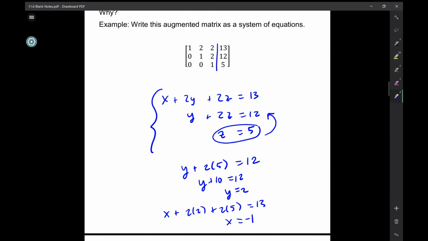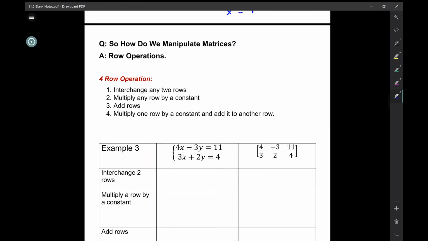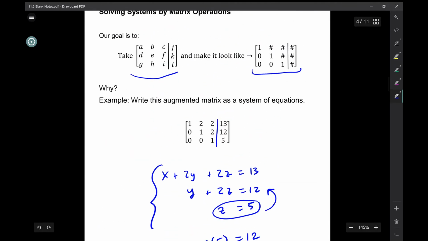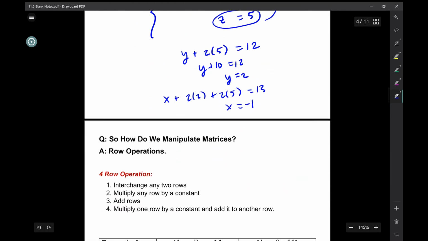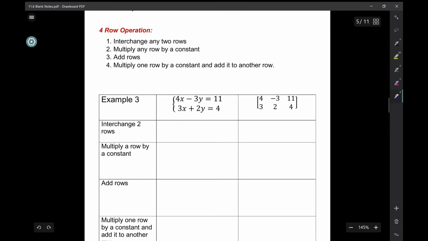How do we get to the plan? Well, first thing we need to learn is how to manipulate matrices. How do we get the matrix from looking like a whole bunch of numbers to getting into this reduced echelon form? And the answer to that question is row operations. So let's talk about row operations, and that will be where we stop this first video.